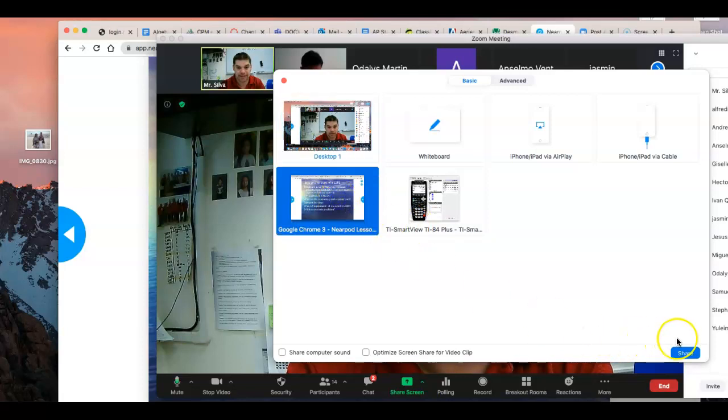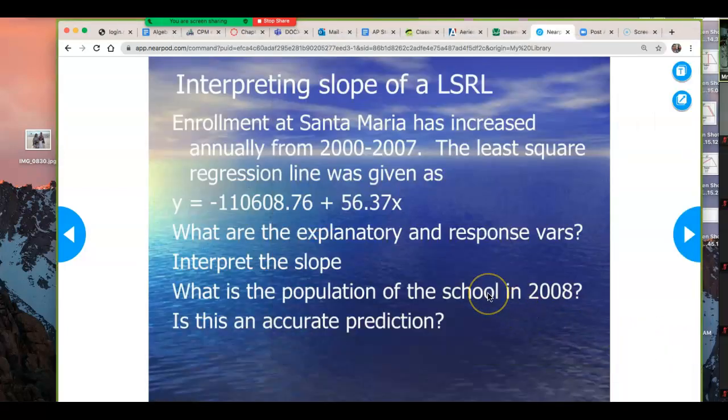I don't think you'll have to do that anytime soon. Most of it is going to be interpreting R squared, finding R squared, making a residual plot, interpreting the residual plot. Is there a correlation between two variables?